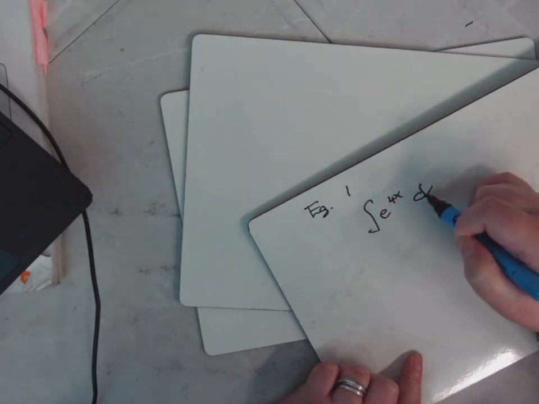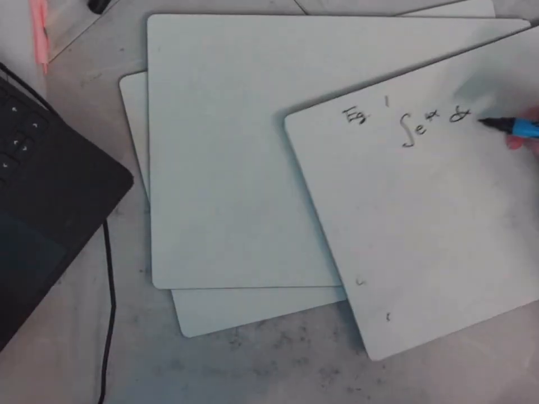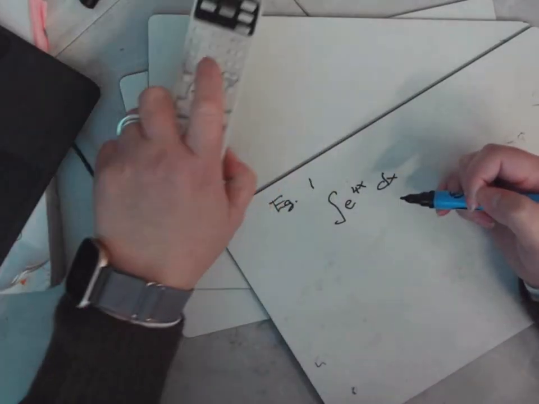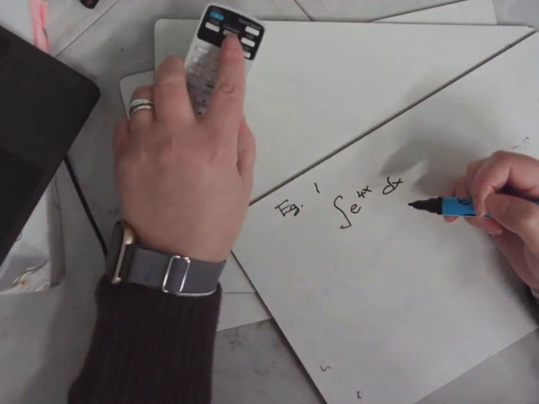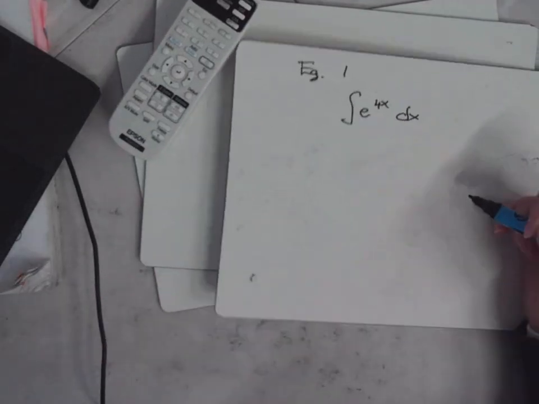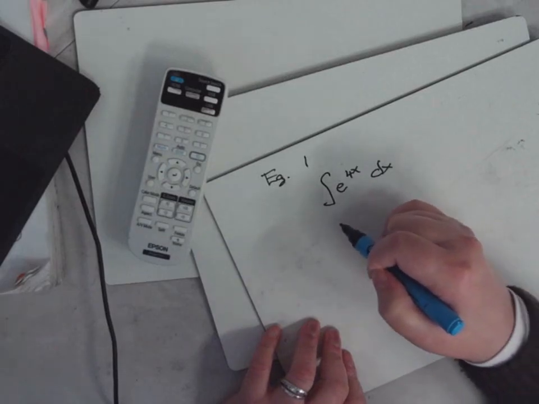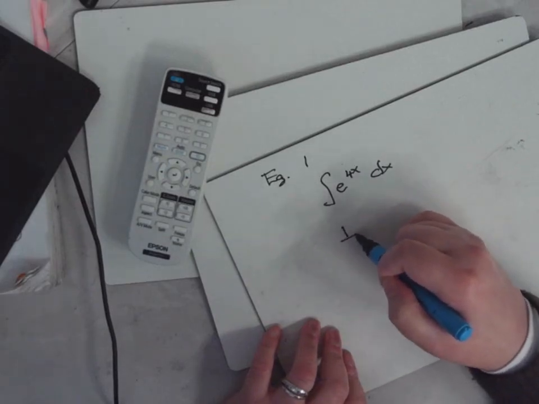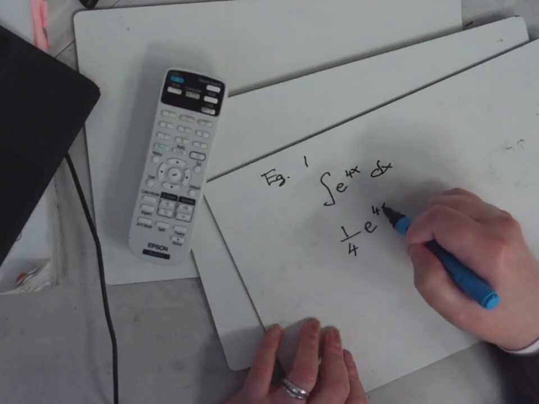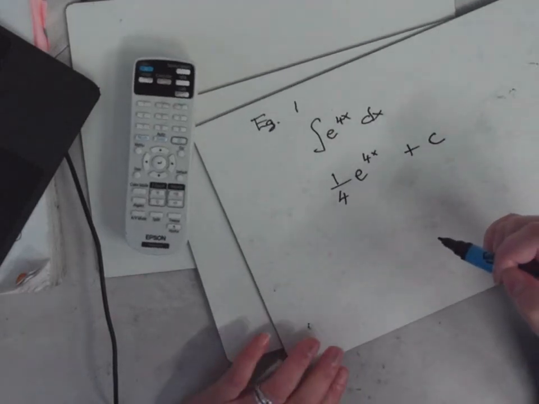dx just means that everything's written in x. It has no bearing on anything. Okay, so when we integrate that, what do we get? You get 1 over 4 e to the power of 4x, and the rest? Plus c. Done. Okay, that's your answer. Is that alright?